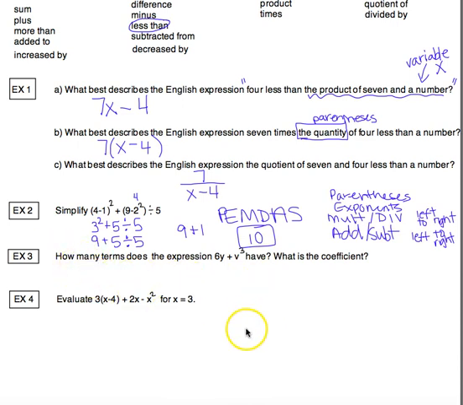All right, example 3 is super fast. Just making sure you know what terms mean. So terms, when we have an expression, are the things that are separated by addition and subtraction, not by multiplication or division or exponents. So how many terms do I have? This is 1 term, and this guy is another term. So in this case, I have 2 terms.